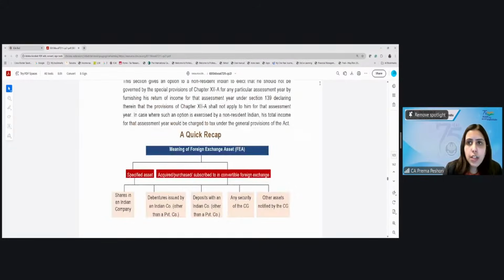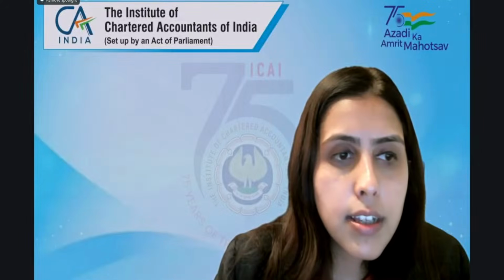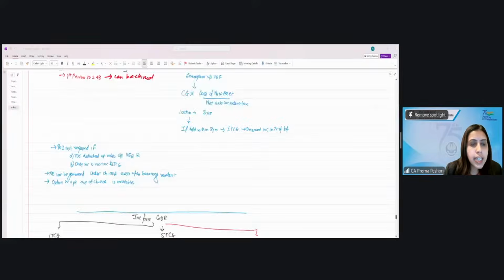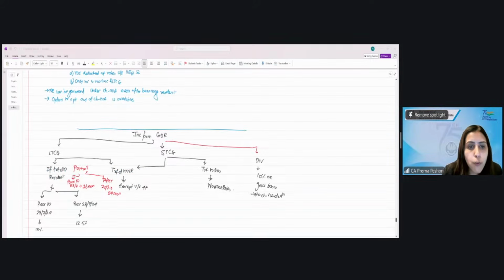Now the next provision that we have is in respect of the income from offshore bonds. Okay. So what are these bonds? In case of units purchased in foreign currency, in the case of an offshore fund, basically what happens is that in case of offshore funds, there are these funds established outside India.